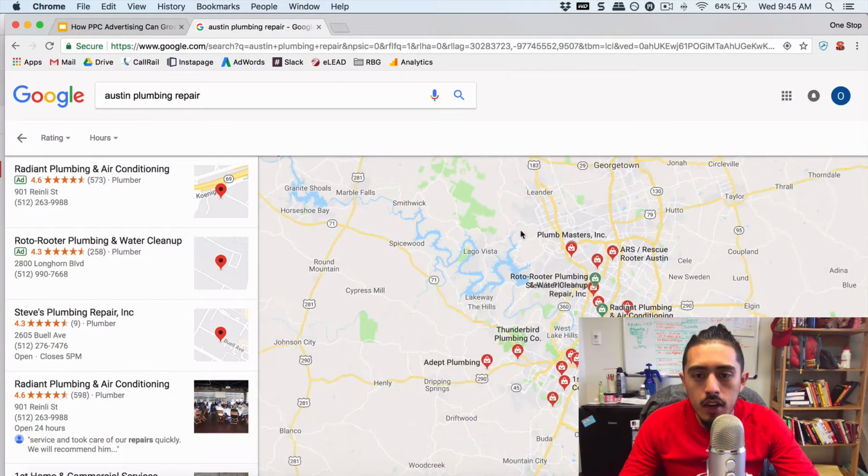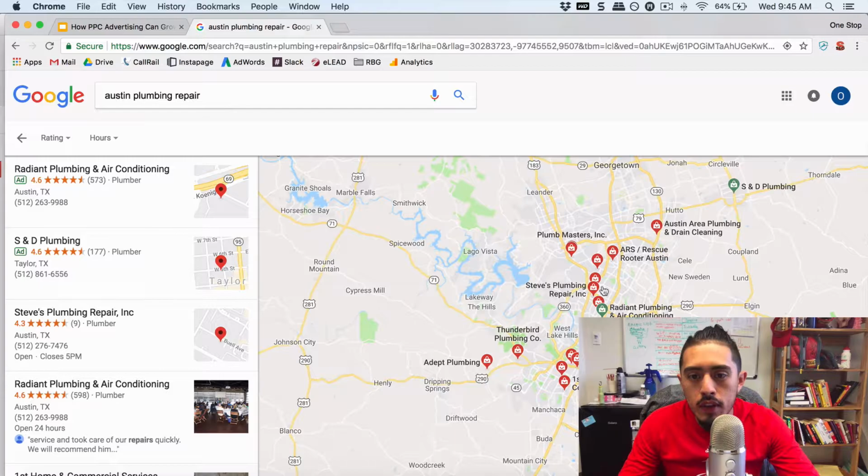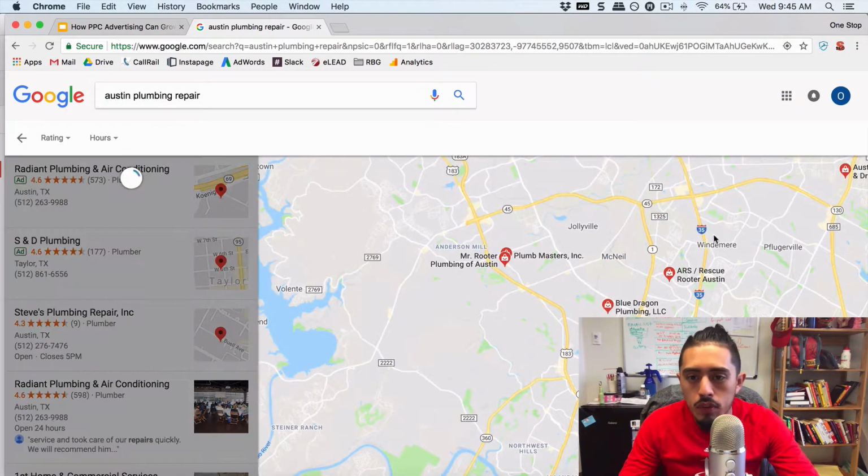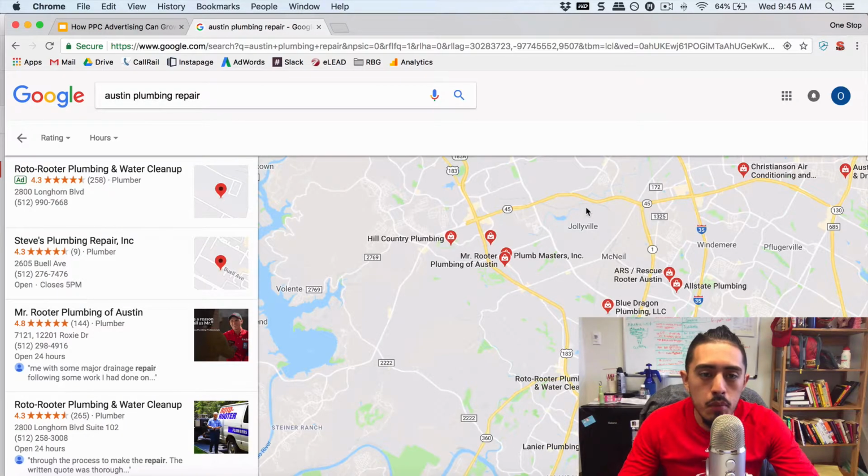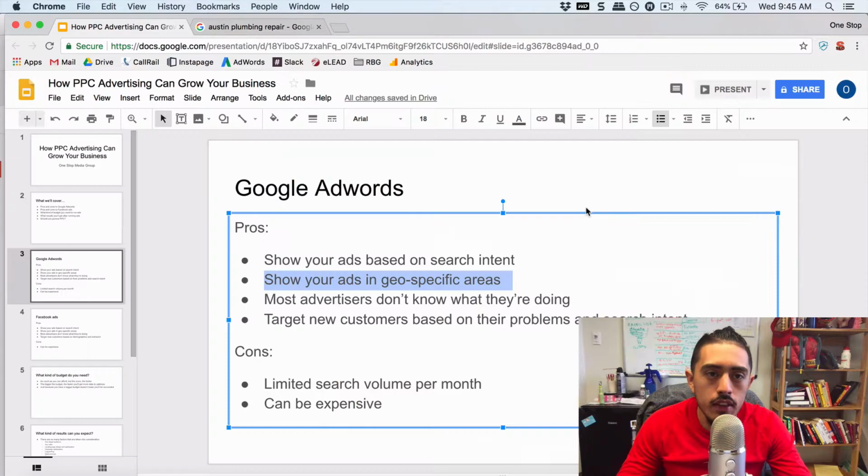So this would be the entire Austin area. But maybe you know that upper north is where you get most of your customers. So you can target just the upper north area zip codes and get most of your customers through there. So again, geo-targeting is very effective inside of Google AdWords.